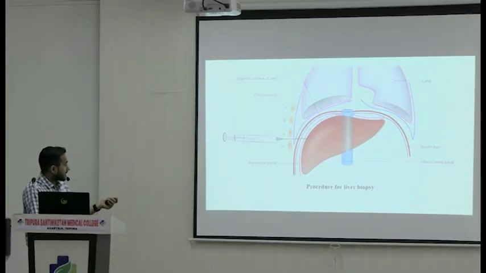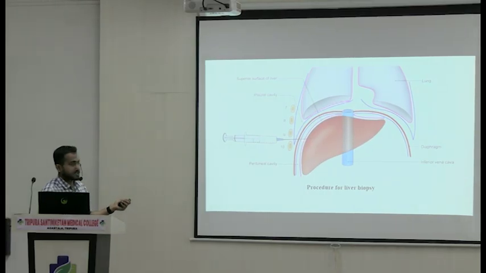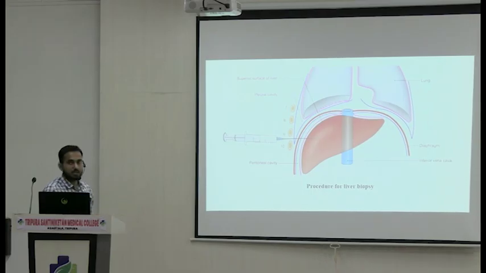Now here you can see the diagram. See, in the 9th intercostal space, that means between the 9th and 10th rib, the needle is inserted into the liver, and then some amount of tissue can be extracted so that the pathological study can be done. Now here you can see the costodiaphragmatic recess. The needle is passing through the costodiaphragmatic recess, and then it is going into the liver.